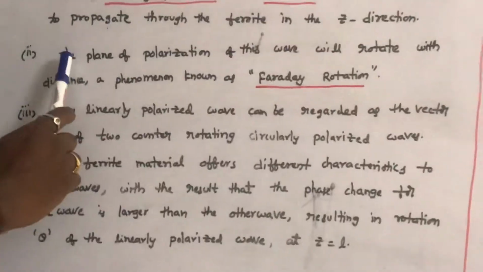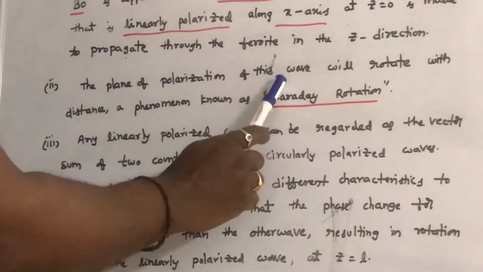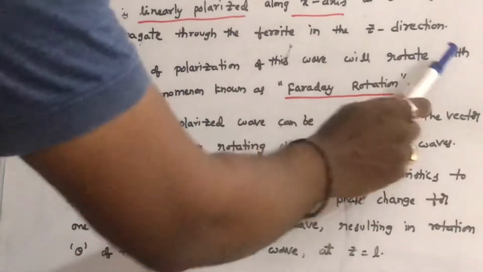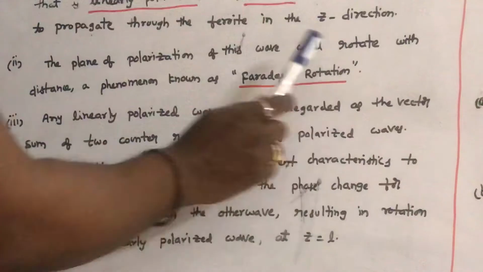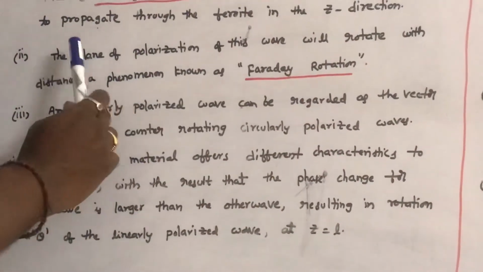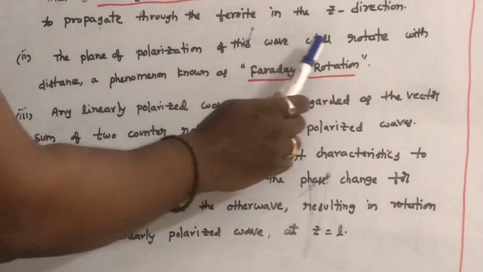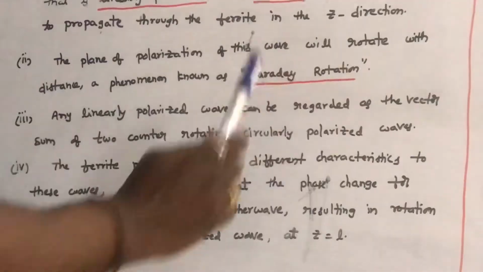The second point: the plane of polarization of this wave will rotate with distance, a phenomenon known as Faraday rotation. So this is a very important definition, Faraday rotation, a short answer question also. The plane of polarization of this wave will rotate with distance, a phenomenon known as Faraday rotation.